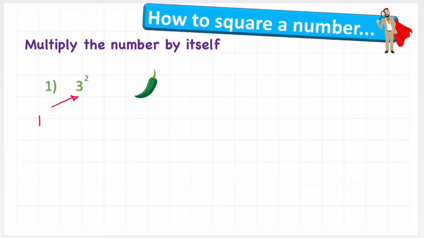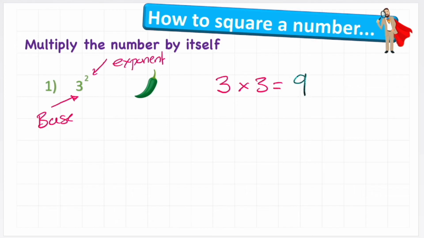Before we do that, let's just understand what these parts of the question are. The 3 is what we call the base, and the 2 is the exponent. And what I'm trying to do when squaring is multiply my base by itself, the amount of times the exponent is telling me to. So in this case, I'm multiplying 3 by 3. So my number sentence will look like 3 multiplied by 3. And we obviously know that 3 times 3 is 9. So my answer to 3 squared is 9.